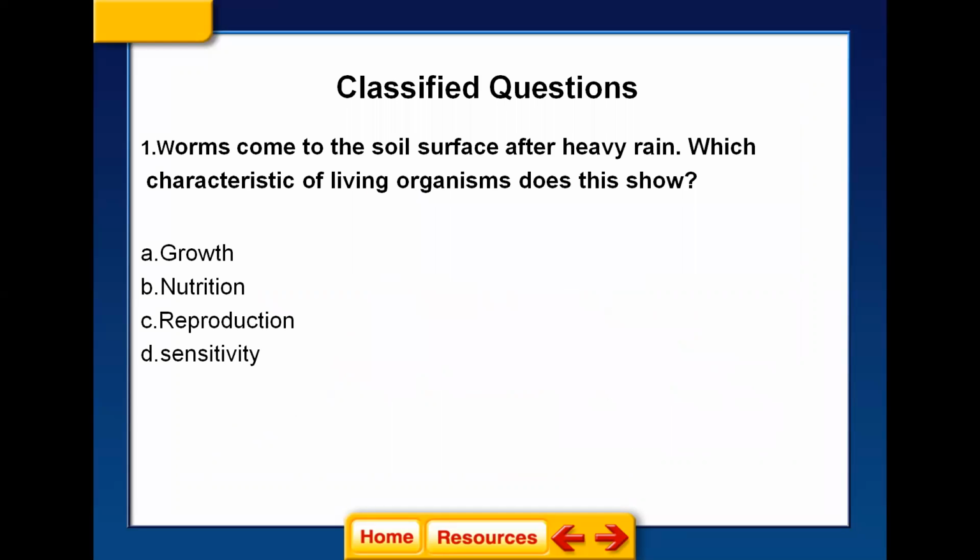Some classified questions here, some MCQs. First, worms come to the soil surface after heavy rain. Which characteristic do you think this is? Is it growth? It's not growing. It's coming out of the soil because of the rain. It's a stimulus, something affecting it, something it feels. So, is it nutrition? Is it reproduction or sensitivity? It is sensitivity. So the answer of question 1 is D.